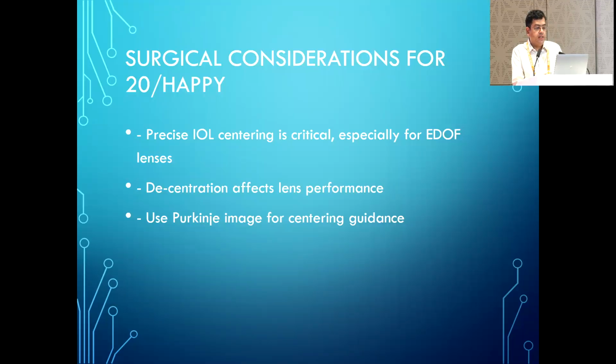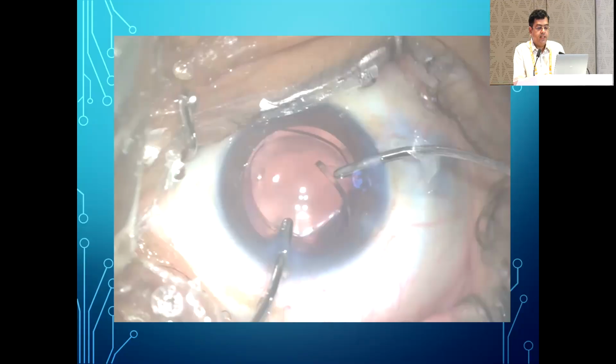So surgical considerations for being happy are precise centration of the IOL and good phacosurgery, which I don't want to mention because it's all talked about. Especially centration is more important for EDOF lenses. The current generation trifocal lenses tolerate up to 1.5 to 1.8 millimeter of decentration. So complete decentration is very bad. Use Purkinje images for centering as a guidance.